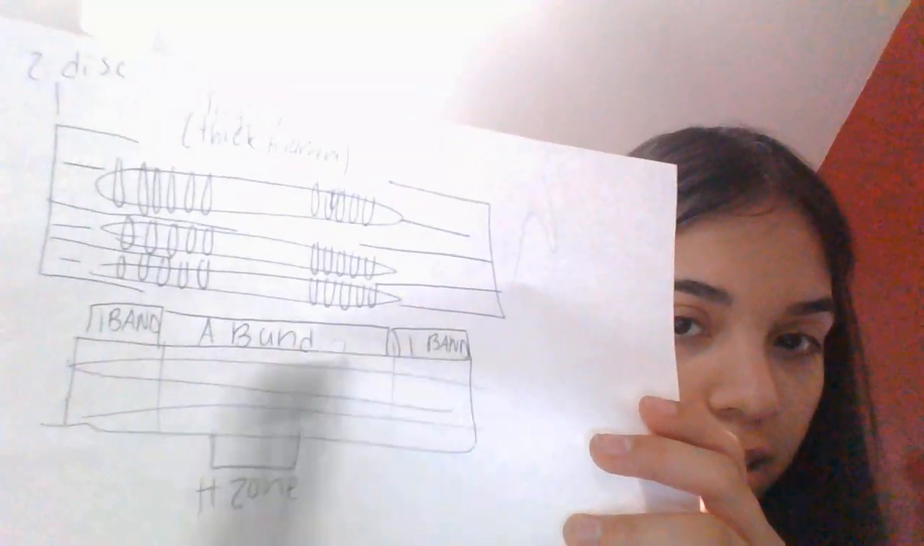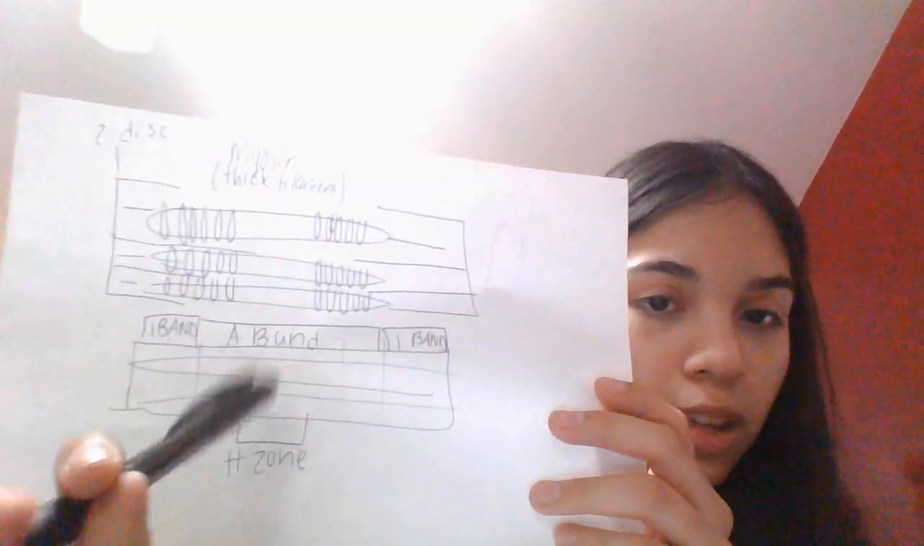So the I band is part of the sarcomere, but it's part of the thin filaments, right over here and over here on both sides. Then we have the A band, and the A band functions as an overlap, and it's overlapping the thick filaments. And the H zone has no thick or thin overlap in between, so it's mostly focused on the thick filaments only.